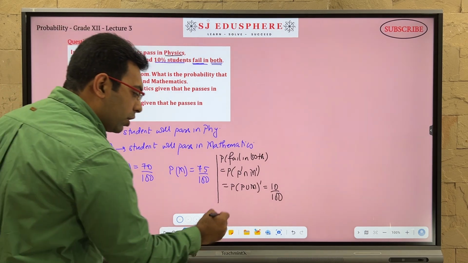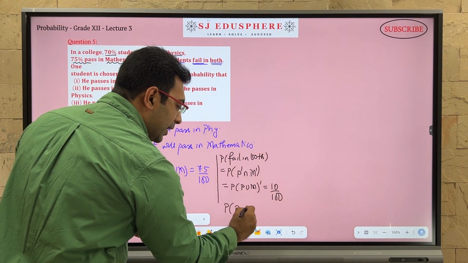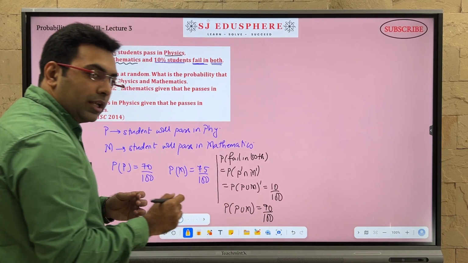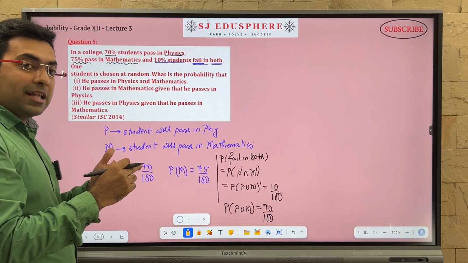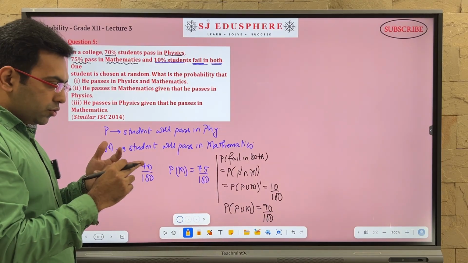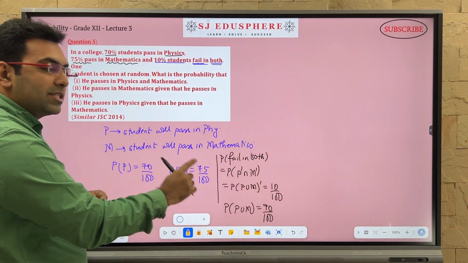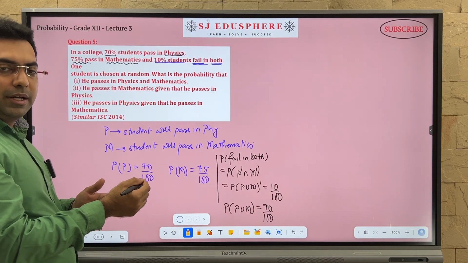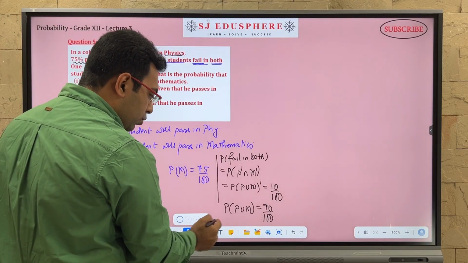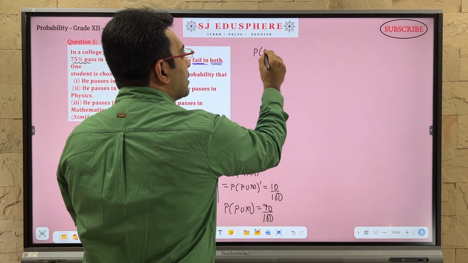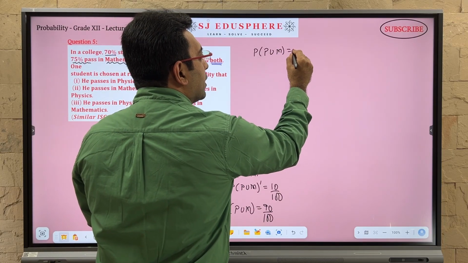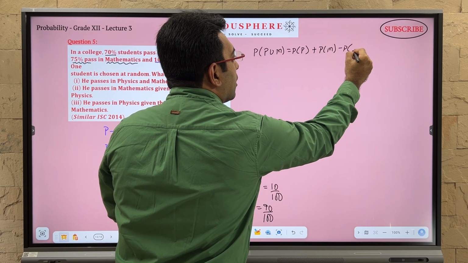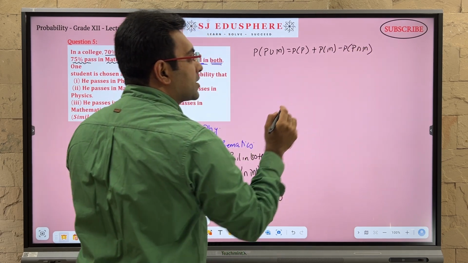So again with De Morgan's law, do I know P union M will be 90%? What is union? Pass in physics or maths or both. So the missing data here was the intersection. Why do I need it? I need it for conditional probability. So can I use this formula over here and say probability P union M is probability P plus probability M minus probability P intersection M.